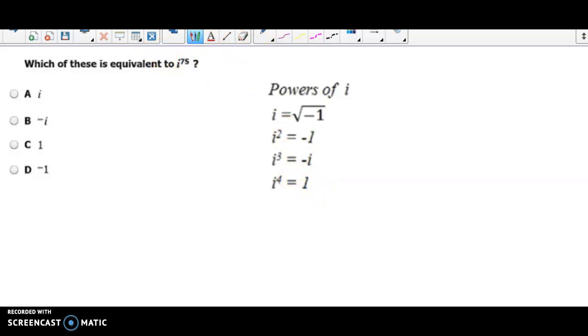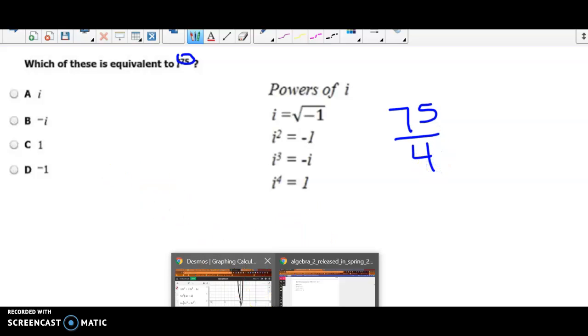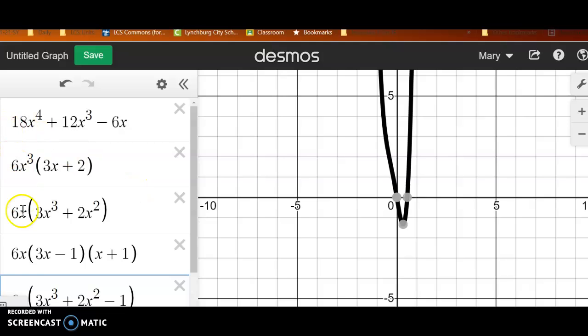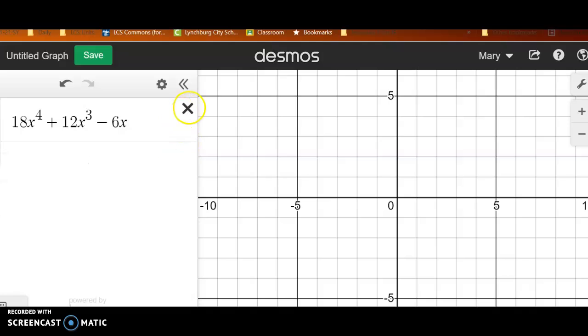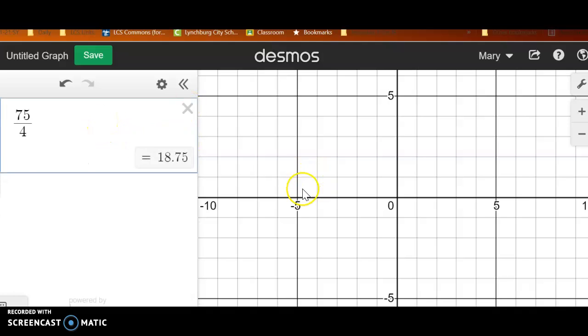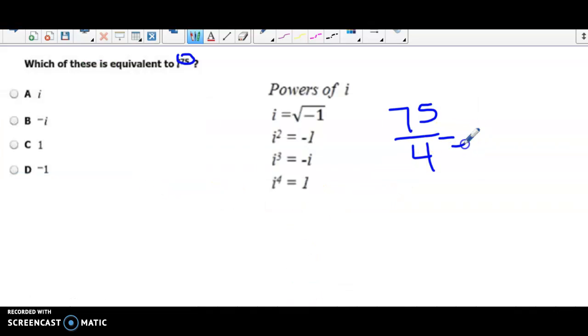So we take our exponent up here and we divide it by 4. So we're going to do 75 divided by 4. Okay? And if we don't know what that is, we can go to Desmos and we can plug that in. And we can just do 75 divided by 4. And that gives us 18.75. Okay? So this is 18.75.